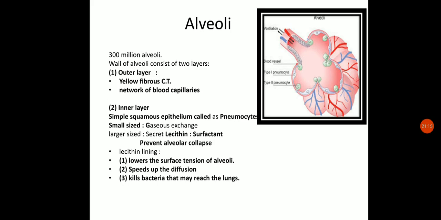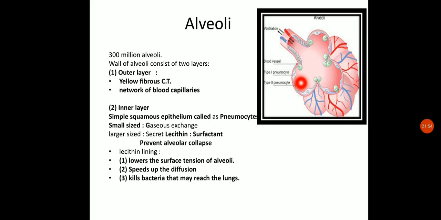Now let us see the alveoli, the structure of alveoli. The alveoli is the structural and functional unit of the respiratory system. The alveoli is the part of the lungs where the exchange of gases takes place. There are around 300 million alveoli present in the lungs.